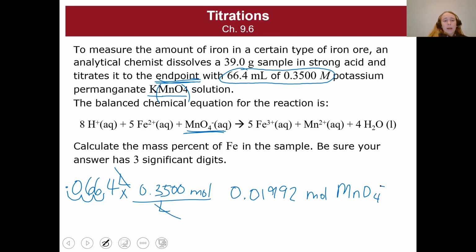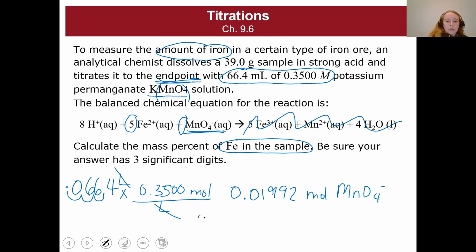And then we want to look at our balanced equation to find our mole ratios. Remember, we're looking for the amount of iron in the sample, the mass percent of iron in the sample. So we want to look at iron. There's no coefficient here. So that's 1 mole of permanganate ion for 5 moles of iron ion. This is a titration with an equivalence point. We only care about the reactants. We don't care about this anymore. That was just for balancing our reaction.